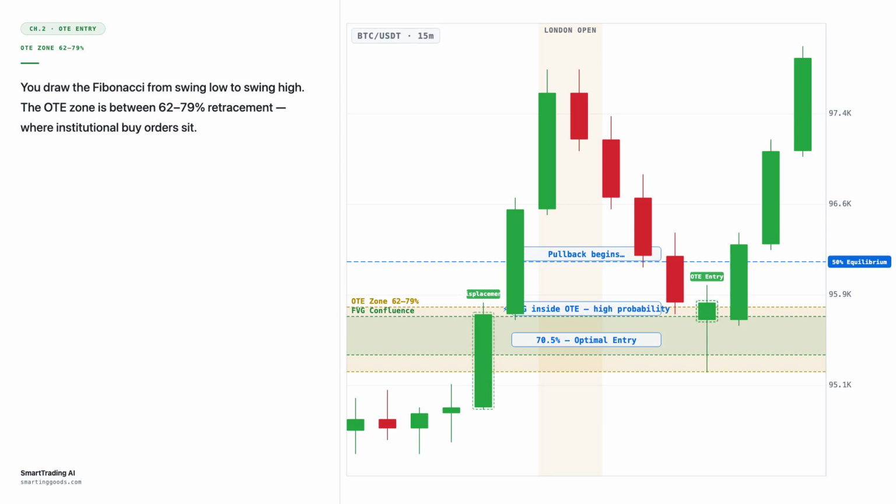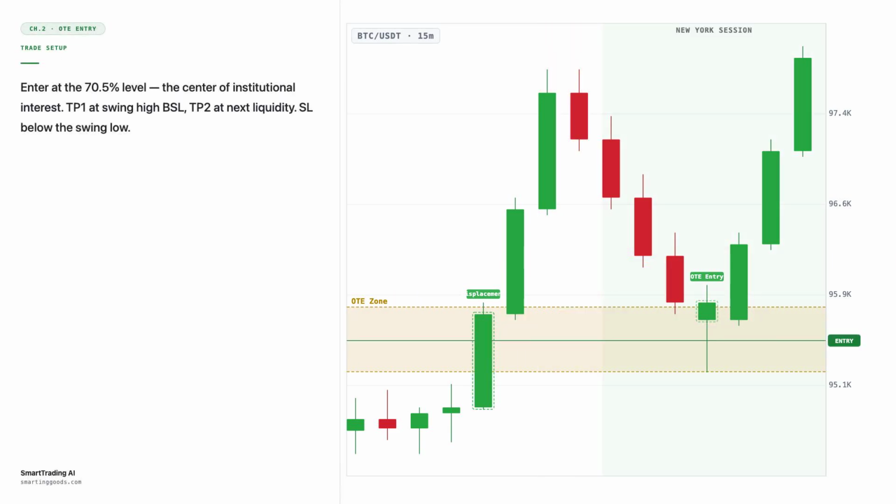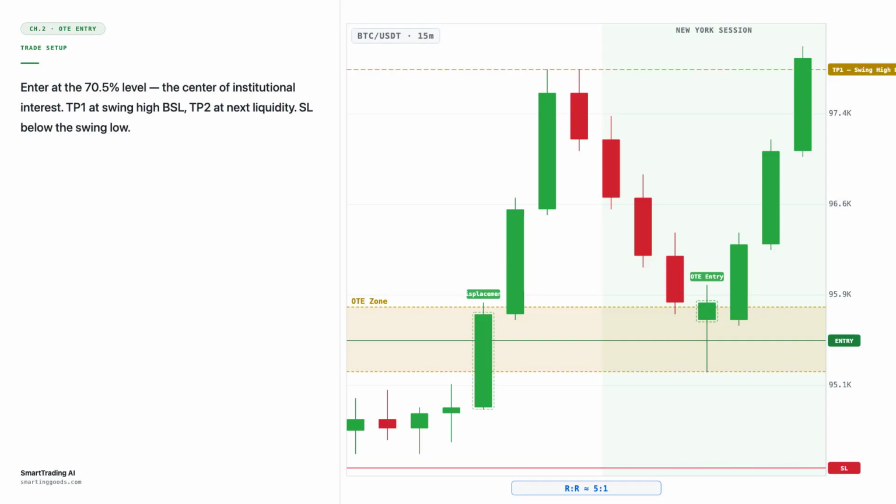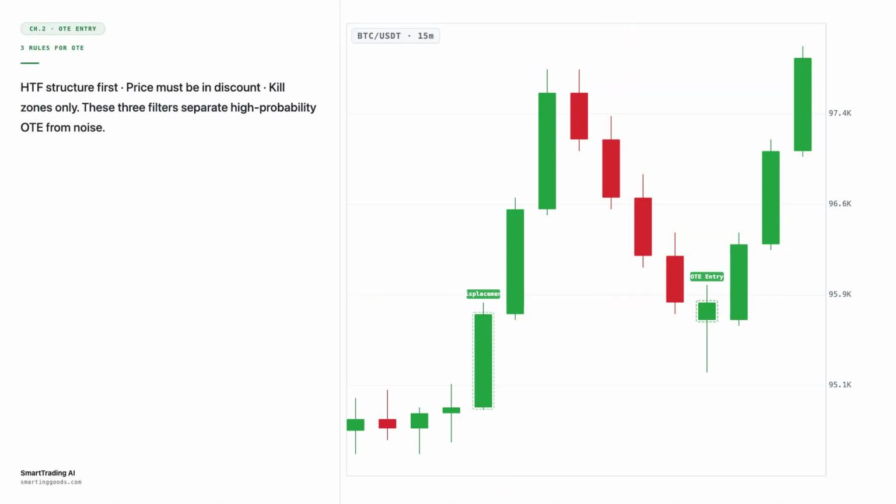Here is the trade. You enter at the 70.5% level, the midpoint of the OTE zone. That is the center of institutional interest. Take profit 1 at the swing high, the liquidity above. Take profit 2 at the next major level beyond, and the stop goes below the swing low. Clean invalidation, tight risk.